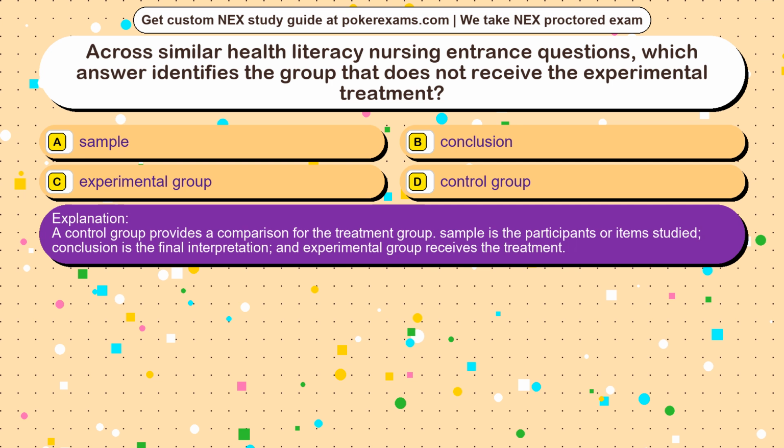A control group provides a comparison for the treatment group. Sample is the participants or items studied, conclusion is the final interpretation, and experimental group receives the treatment.